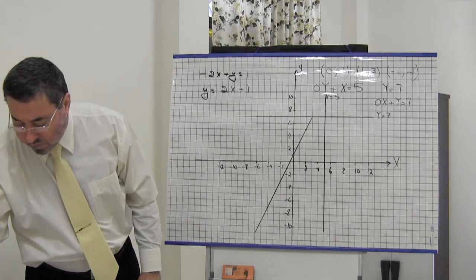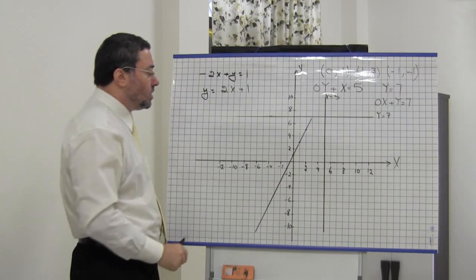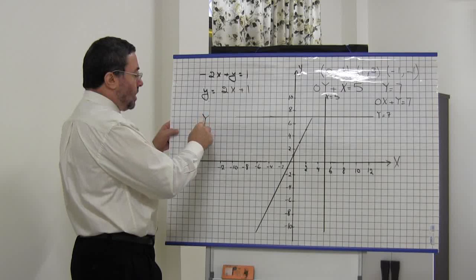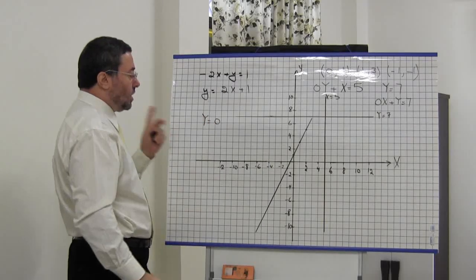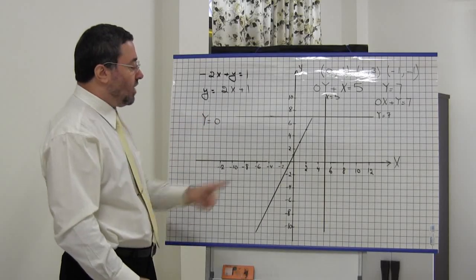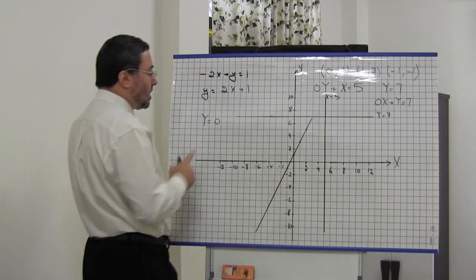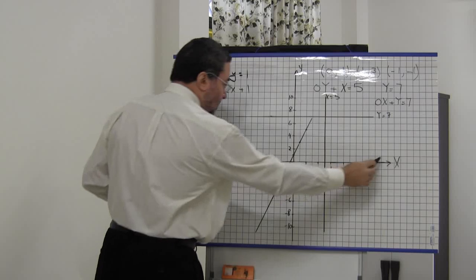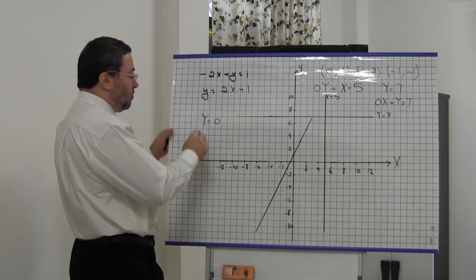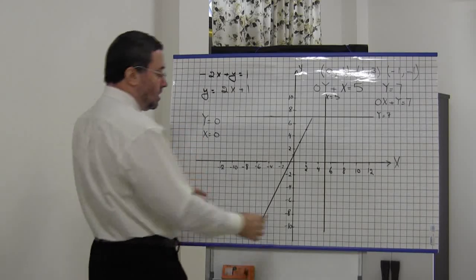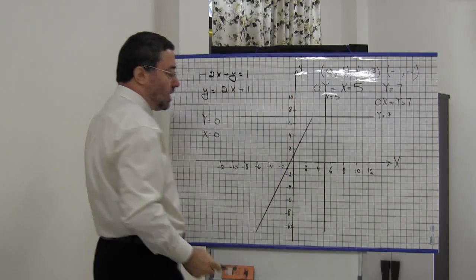Now finally, we have two special situations also, which are the following. y equals 0. Here, for whatever value of x, y is equal to 0. And here, the graph of this is the x-axis itself. And for x equals 0, the graph of this is the y-axis itself.